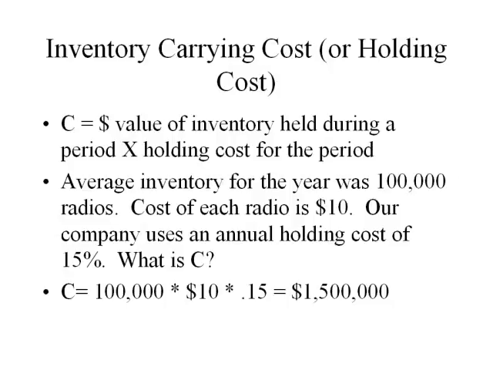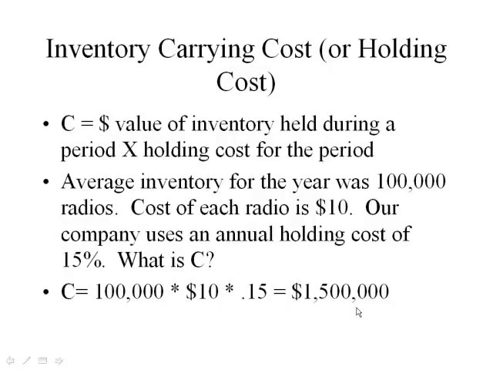So to start out with an example that's fairly straightforward, if I had 100,000 radios in inventory on average during the year, maybe worldwide, and each one of those radios costs $10, and our company uses a 15% annual holding cost for inventory, then the holding cost for those radios would be the number of radios times the cost per radio times that holding cost figure, which would be 1.5 million.